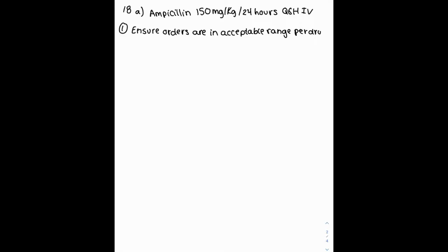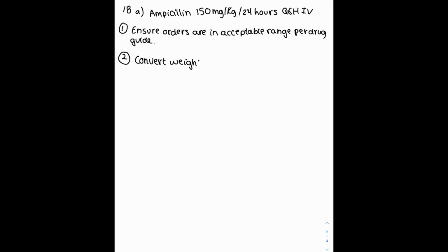Okay, moving along to question 18. Complete the medication calculations to ensure the newborn is getting the proper dose. Please show your work. First we're going to look at our ampicillin: 150 milligrams per kilogram per 24 hours, Q6H IV. We're going to ensure our orders are in an acceptable range per our drug guide, to review our drug monograph and any additional information required to administer IV medication.